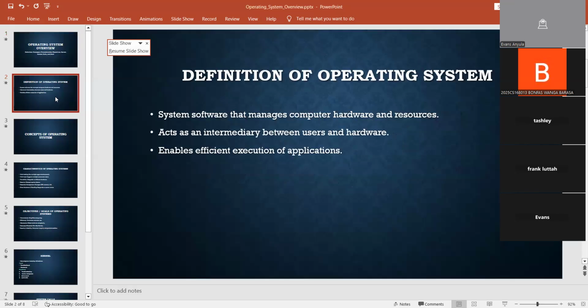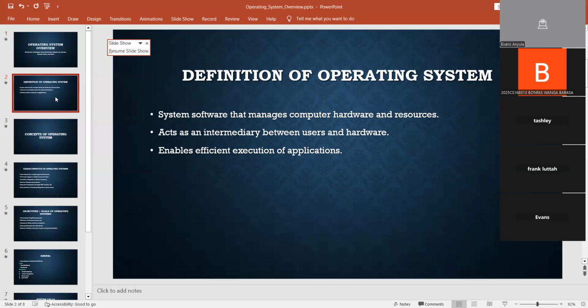So, under definition, we have our first definition, which is system software. System software is used to manage computer hardware and the resources. Also, we can say it acts as an intermediary between the users and the hardware. Users are the people who use the machine, the ones who interact with the machine.